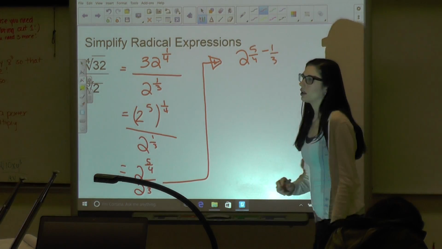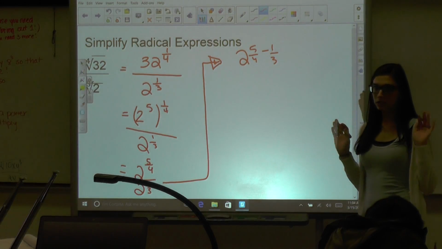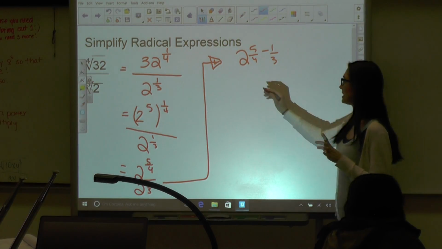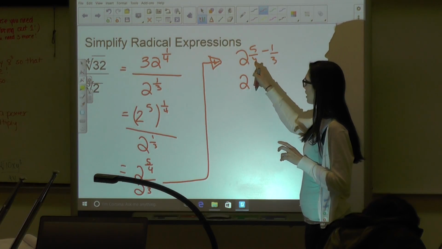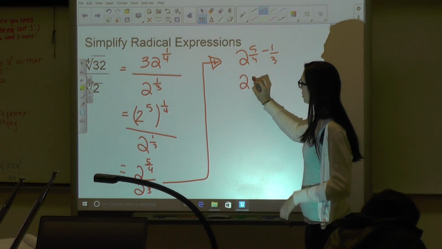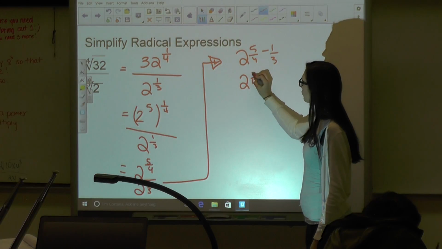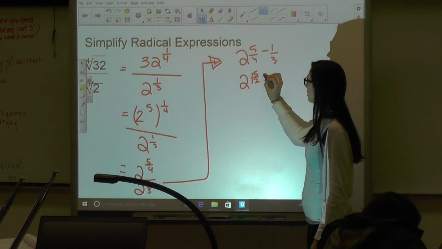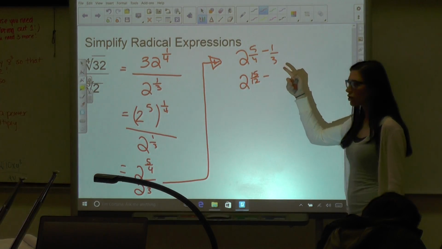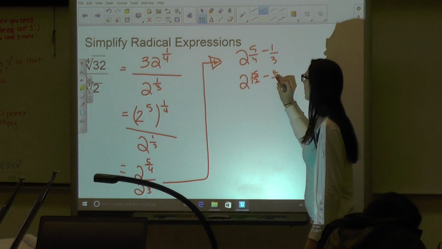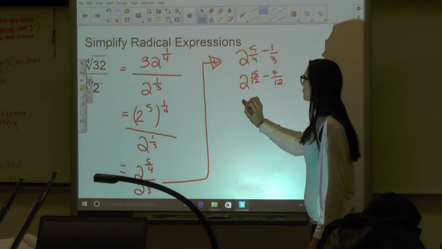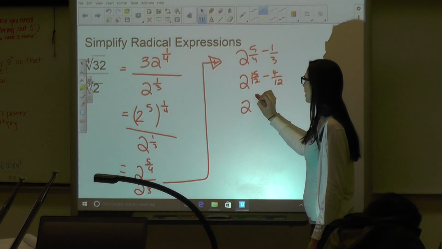I'm going to go ahead and get the like denominators just so everybody sees it. We want to make this become 12, so you're going to have to multiply 4 by 3 to get 12 and 5 by 3 to get 15. I need to make 1/3 become 12, so you have to multiply the top by 4 and the bottom by 4, which gives you 2 to the power 11 over 12.